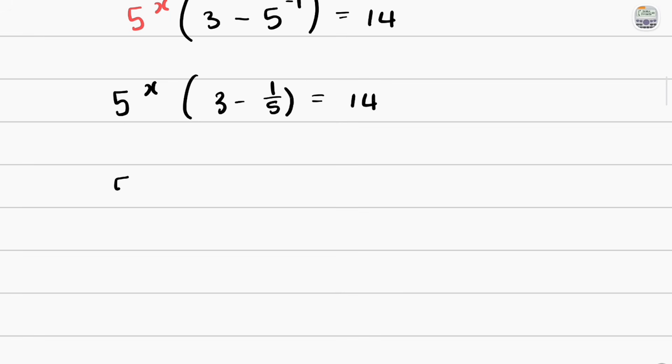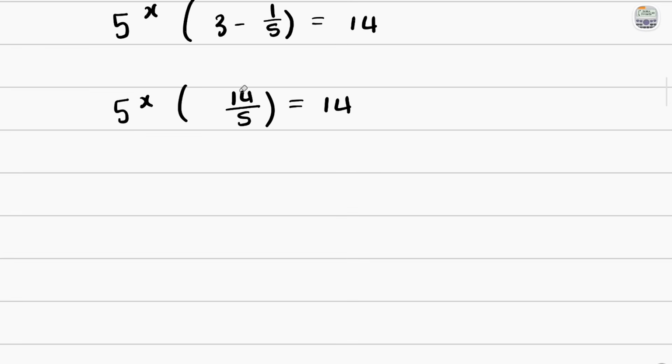3 minus 1 over 5, you can express this as 15 over 5. So that's going to be 14 over 5 that we have there is equal to 14. And then to get rid of this 14 over 5, you can choose to divide both hand sides by 14 over 5 or multiply both hand sides by 5 over 14. Okay, that's what will get rid of that.